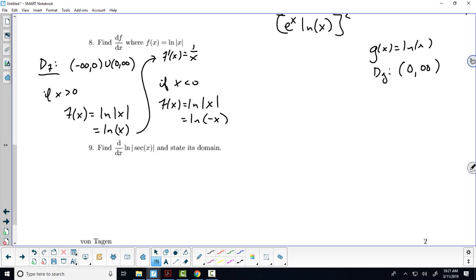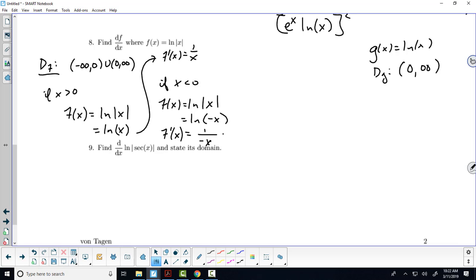The sign of the stuff inside the logarithm will be positive, though, right? Okay. So now we can go ahead and take the derivative of this, which is 1 over what? What's the derivative of the natural log of an expression? 1 over that expression. So I'm going to put 1 over what? Negative x.